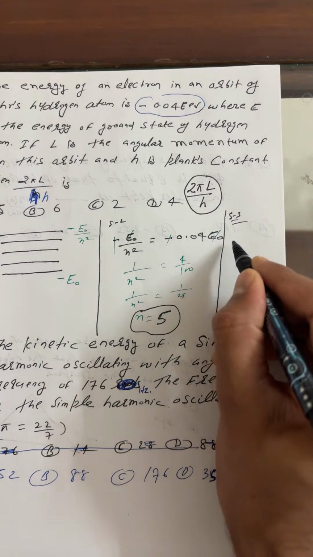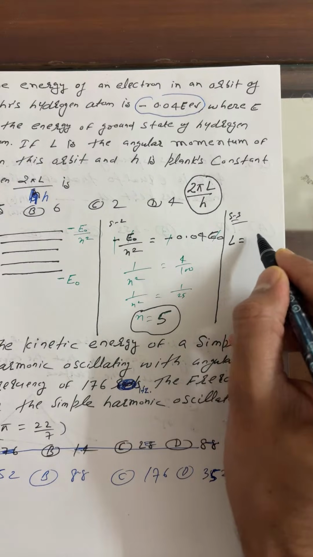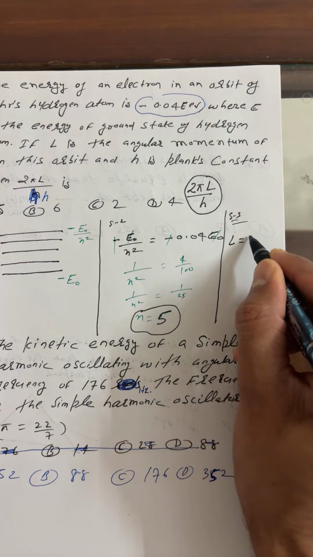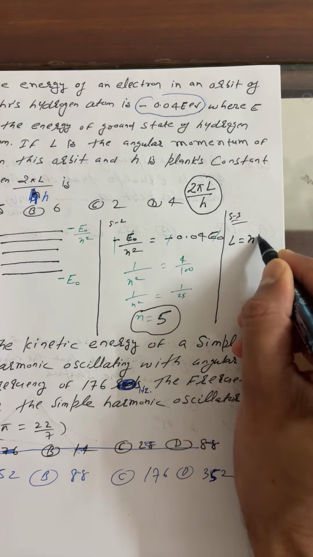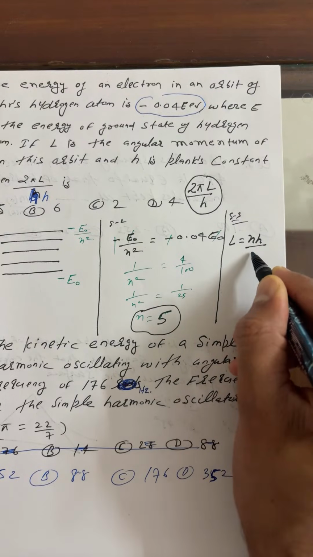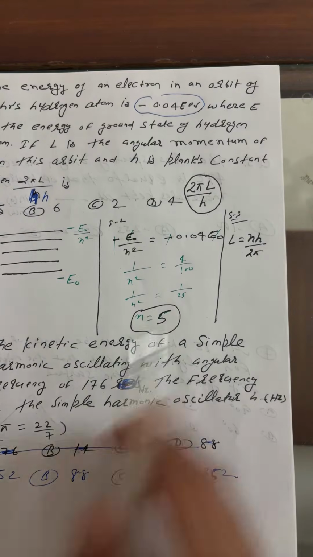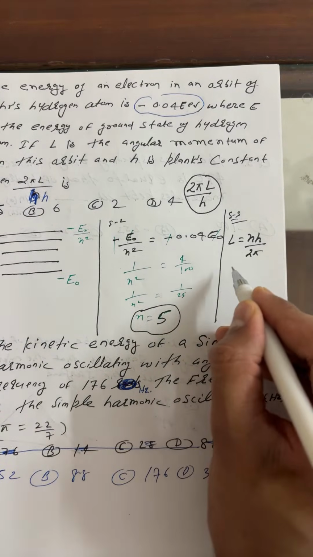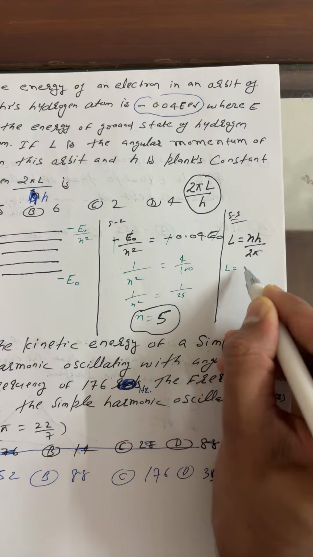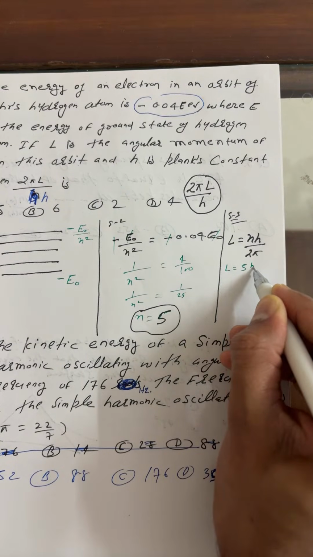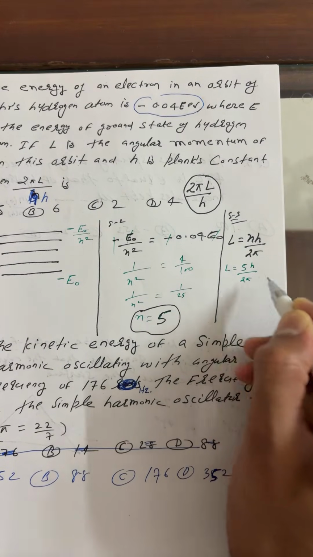What is angular momentum? L is equal to, I hope you remember everyone, n into, it's postulate number 2, nh upon 2 pi. So student, what is n? Already we found that it is 5. So you can say L is equal to 5 times h upon 2 pi.